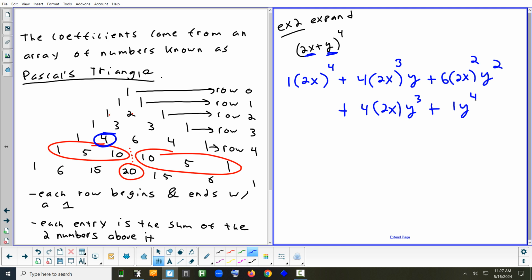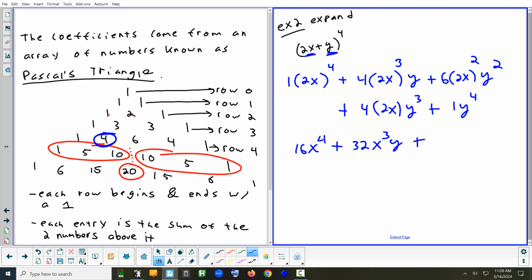That'd be 16x to the 4th. 16x to the fourth times 1. We would just ignore the 1 because it's not going to do anything. How about 2x cubed? That would be 4 times 8. 4 times, what is this going to be? Yep, 8x cubed. What's 4 times 8x cubed? It's going to be 32x cubed y. Yep, and don't forget about the y.